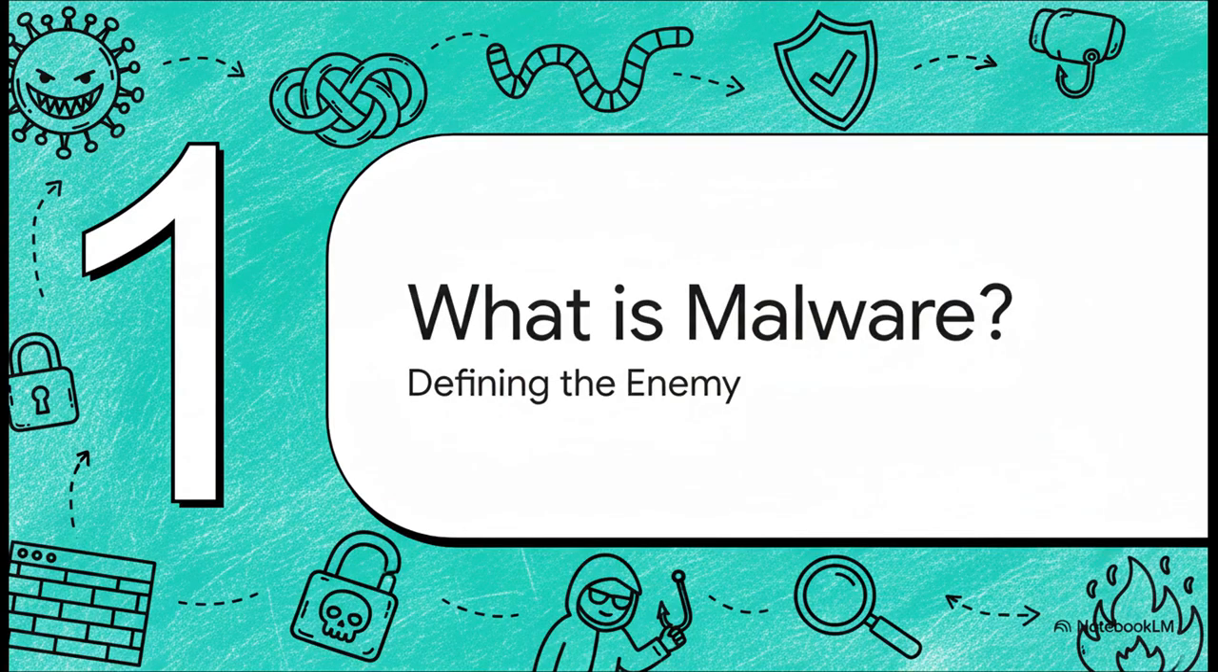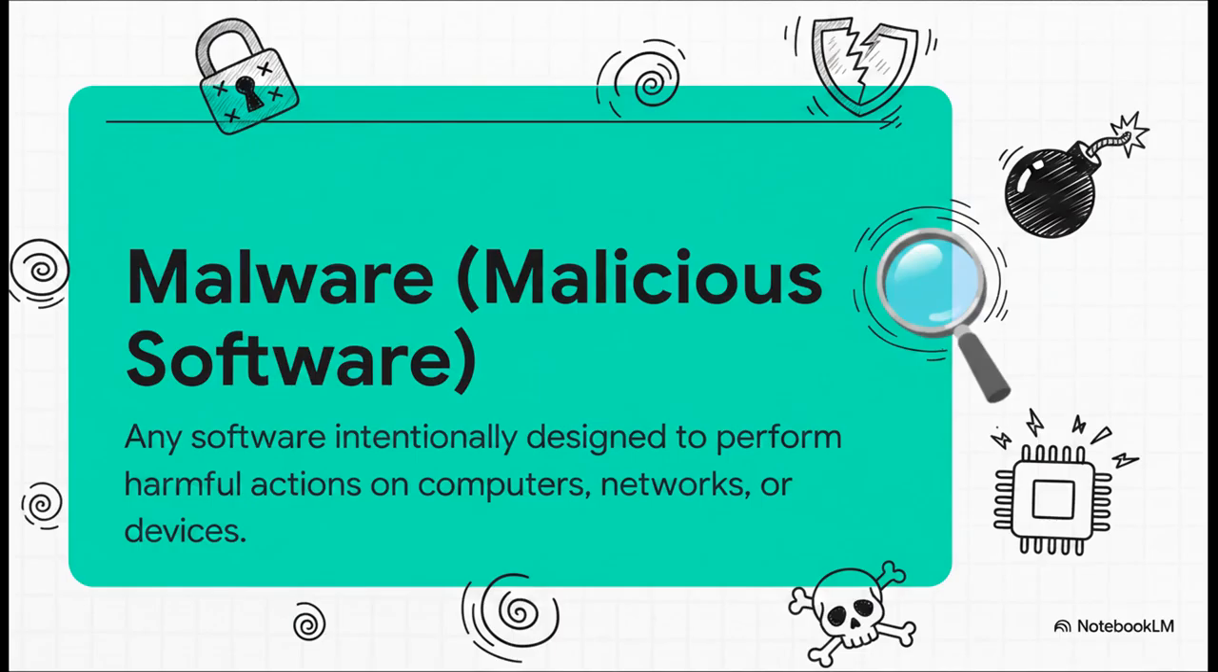Okay, first things first, what exactly are we talking about when we say malware? Let's go ahead and define the enemy. It's actually pretty straightforward. Malware is just a mashup of two words, malicious and software. And that's really the key word to lock in your brain, malicious. It's any piece of software that was intentionally built to do something bad, to mess with your computer, your network, or your phone. Simple as that.